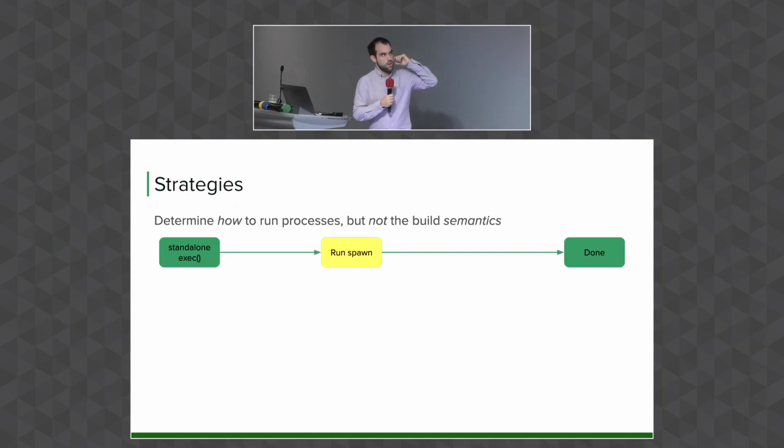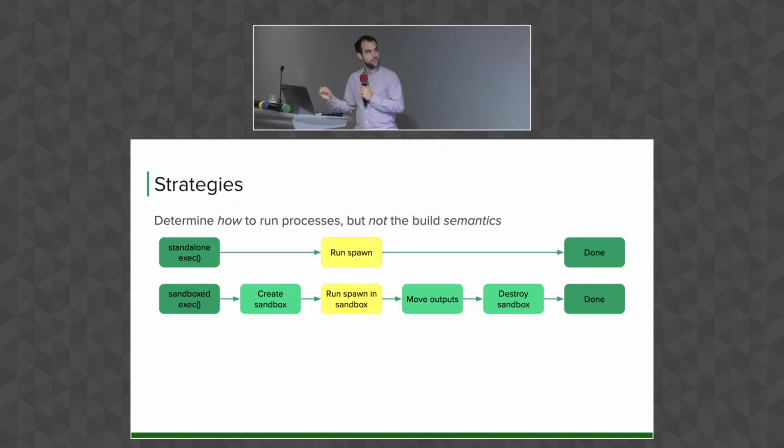Easy. You call standalone exec, you run this command, it runs it somewhere in your output tree, and you're done. That is fine, but then in Bazel, we say that we are correct, right? So we had to introduce some boxed execution to make sure that these commands do not pick up unexpected dependencies or have side effects in your system. So then you have the sandboxed strategy. This is a bit more complex, right?